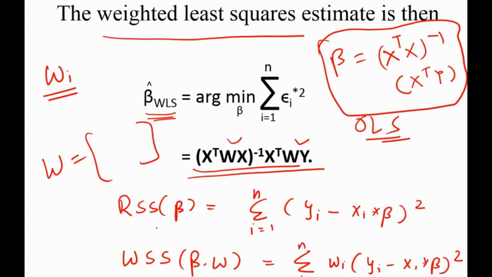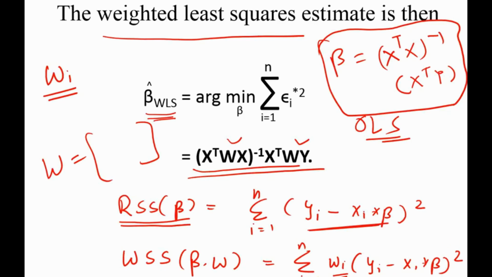We'll see the intuition behind it. Why do we include a weight parameter here? Okay, the residual sum of squares that we minimize in OLS is nothing but the sum of the squares of yi minus xi beta, right? There is a slight change here. We simply multiply the weight vector, and the rest of the expression remains the same.